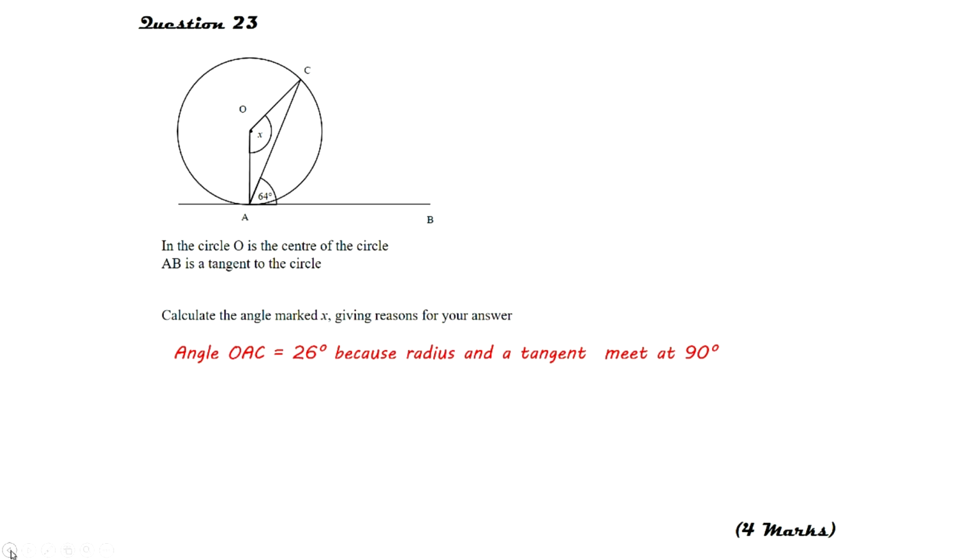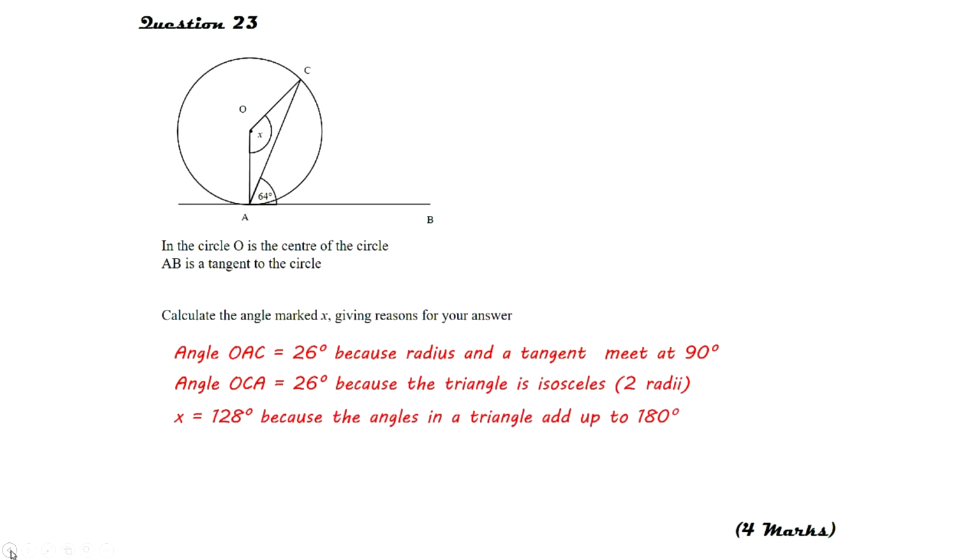Now there's a couple of things I spot. The triangle OAC is isosceles, and that's because it's made from two radii. So OA and OC are both radii of this circle. So I know that angle OCA is 26 degrees because it must match angle OAC. Once I know that, I'm going to use the fact that angles in a triangle add up to 180 to work out that the missing angle X is 128. But at no point will I write down an angle without popping down a reason for it.